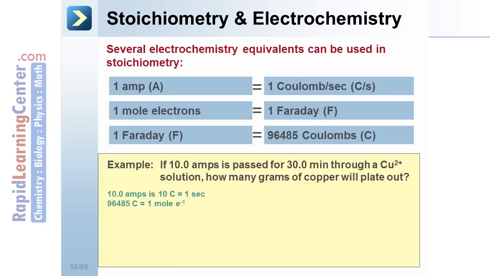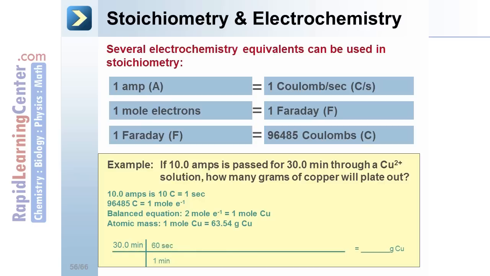96,485 coulombs, the Faraday constant, is equal to 1 mole of electrons. The balanced equation means that 2 moles of electrons are necessary for every 1 mole of copper atoms that becomes neutral. The atomic mass for copper is 63.54 grams. We begin with the information that we will run the current for 30 minutes. We're looking for the grams of copper that will plate out.